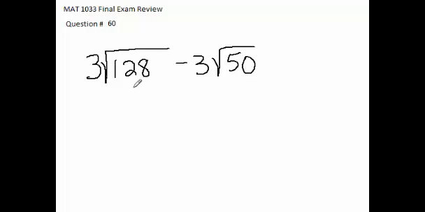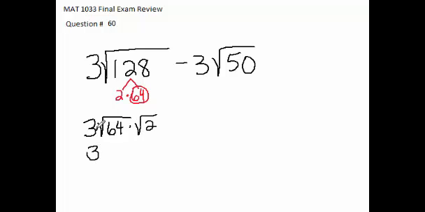part, but if we take a closer look at the radicands, we notice that 128 and 50 may contain some perfect square factors. So let's try this. Let's do the tree on 128. So how many times would 2 go in there? 64, and look, there's a perfect square right there. So really this first value is 3 times the square root of 64 times the square root of 2, or 3 times 8 times the square root of 2. So really this is 24 square root of 2.